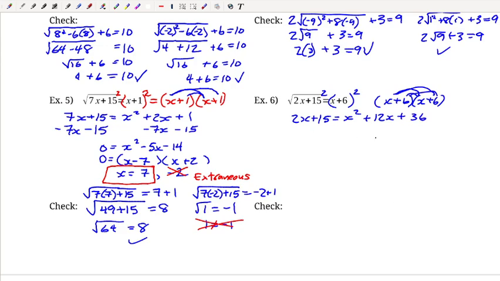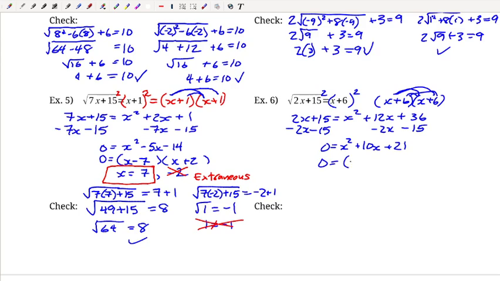All right, move everything over again to the left-hand side. So I'm going to subtract 2x and subtract 15. I get 15 both times. Look at that. And I've got 0 equals x squared, 12x minus 2x is 10x, and 36 minus 15 is 21.